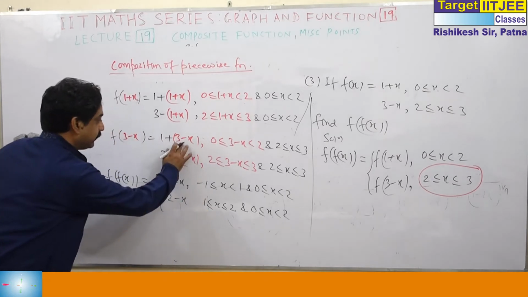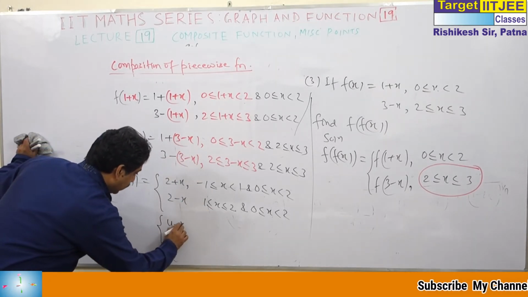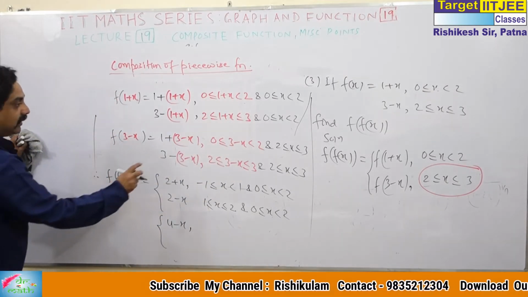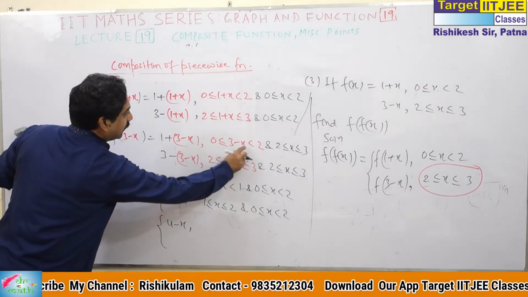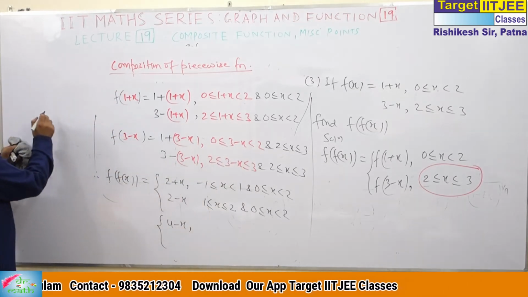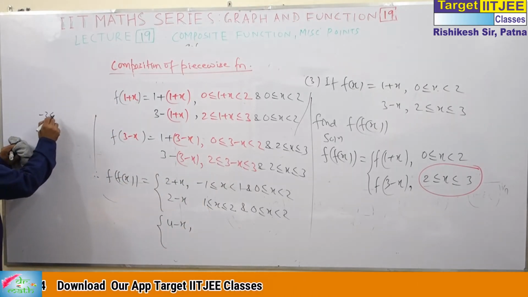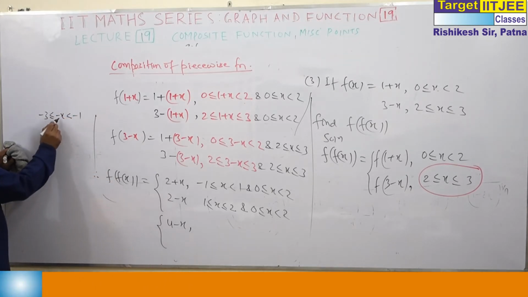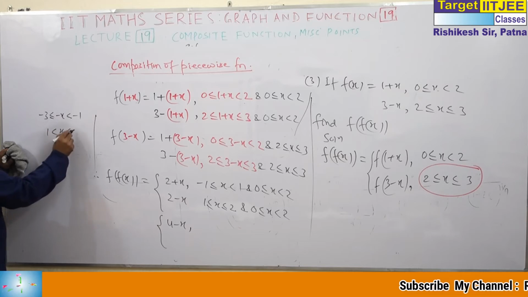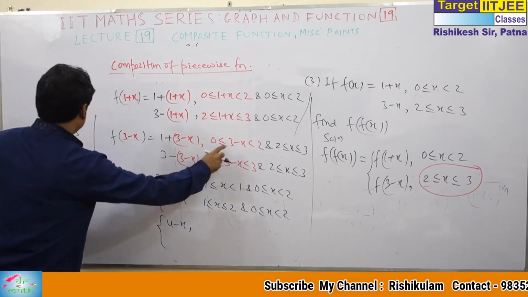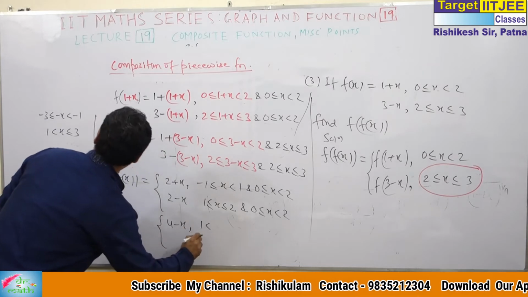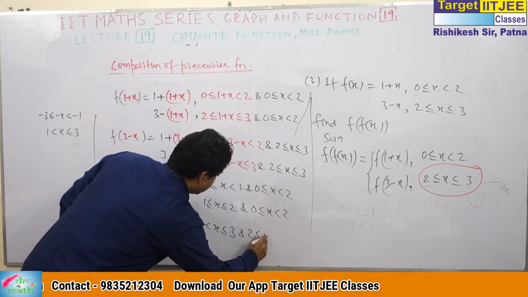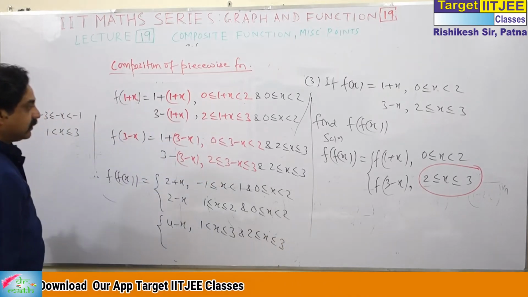Now come to this one. What do we get? We get 4 minus x. Be careful about this condition. When we subtract 3 from each, this is minus 3 less than or equal to minus x less than minus 1. When we remove the minus, the inequality will change its sign. So this is actually 1 less than x less than or equal to 3, and with that, 2 less than or equal to x less than or equal to 3.